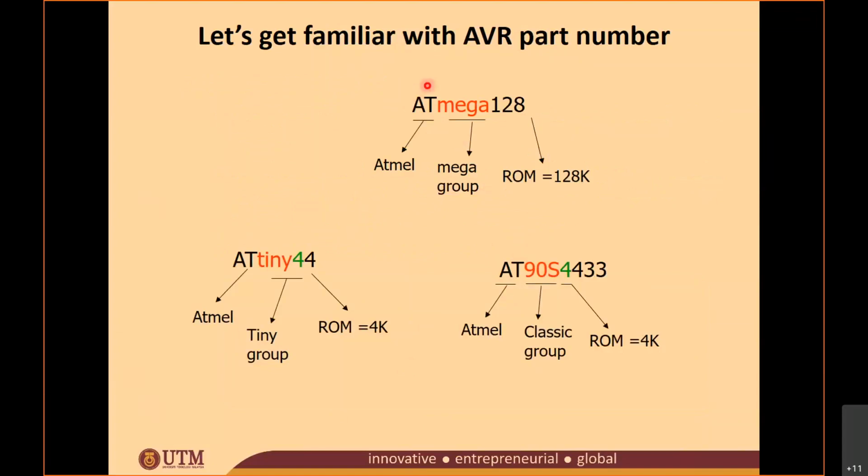Okay, so how to get familiar with AVR part number? So AT dekat sini stand for Atmel, okay, the company that manufacture that chip. Okay, mega followed by the family, sama ada mega, tiny ataupun classic, and kat belakang ni dia punya size of ROM. Okay, so this is 1 to 8K, this is 4K, and this is 4K. But no need to remember this one lah. Okay, so dia takkan tanya. So we only focus on Atmega32.